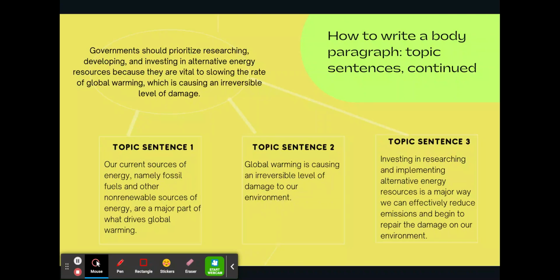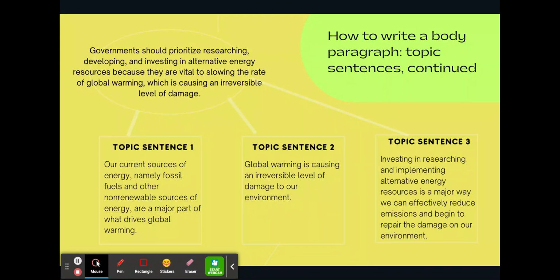Even though it's not directly in the thesis statement, it's still okay because I think it's something that's worth proving for those in the audience that are hesitant to believe in global warming and climate change. Topic sentence number 2, global warming is causing an irreversible level of damage to our environment. So we're logically moving on to the next point, and the next part of our thesis.